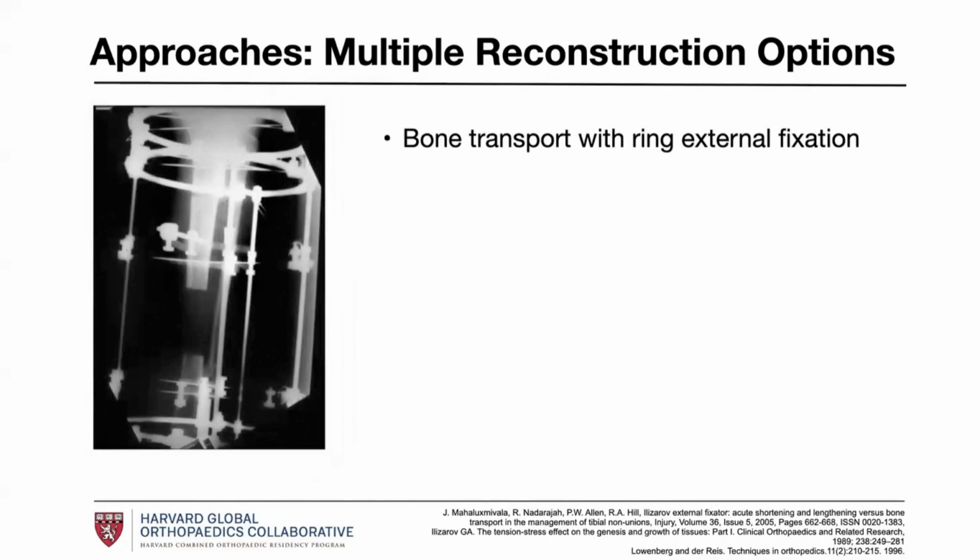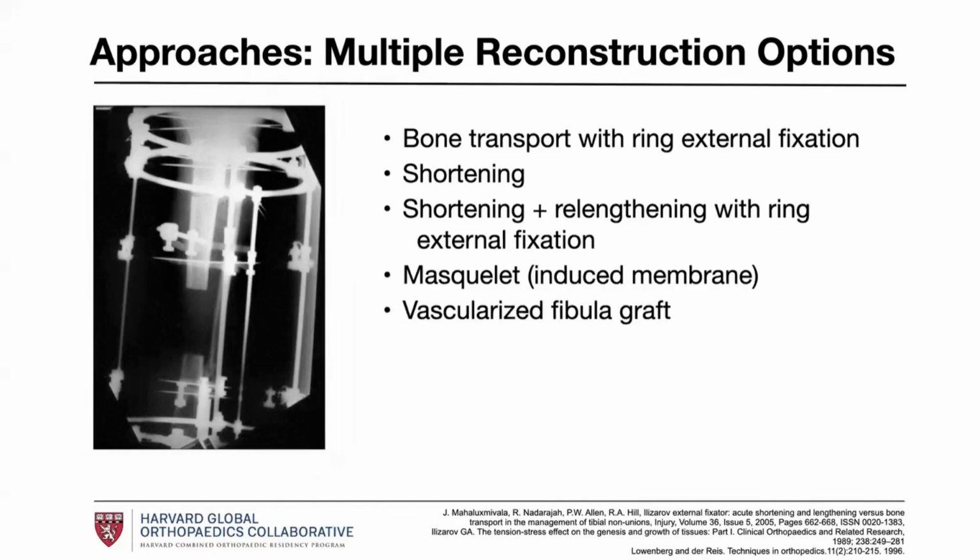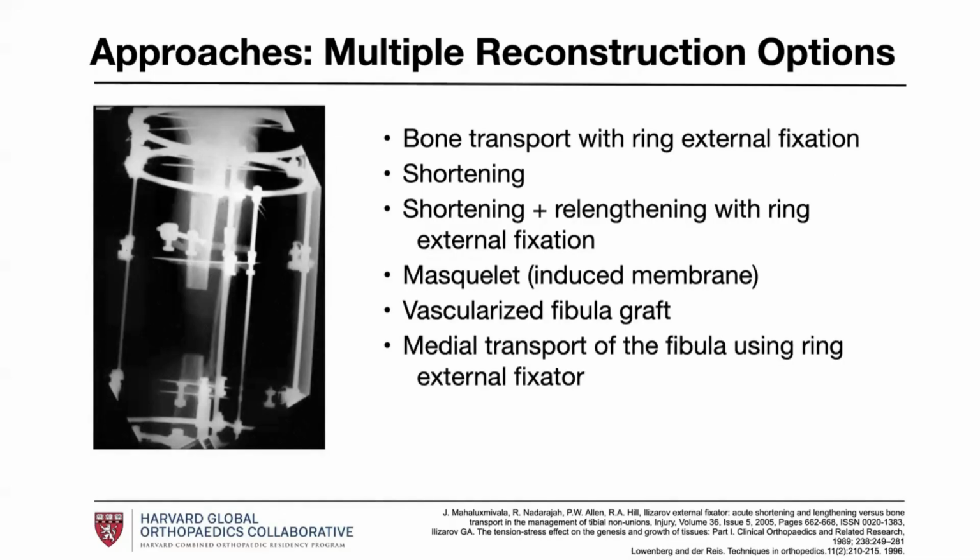That being said, there are many ways we can move these around and mix them up. Bone transport with ring external fixation is what we'll talk about mostly, but you can also shorten the limb. You can shorten the limb and then re-lengthen. You can do a Masquelet induced membrane, vascularized fibula graft if those resources are available to you. Very technical operation. In addition, medial transport of the fibula utilizing a ring external fixation is very powerful, especially for really large defects. And then amputation.